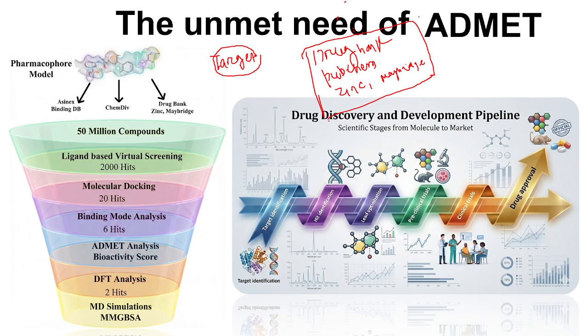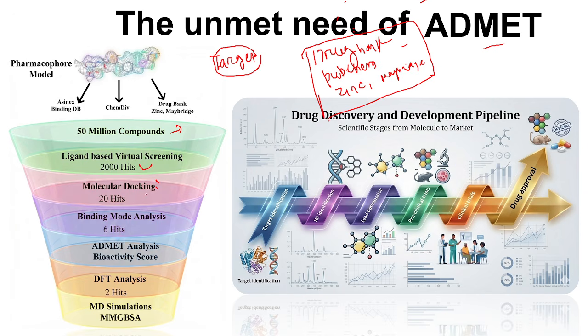So for our target molecule, we need some search engines to find out what possible drug candidates we can take. From these 50 million compounds present in these databases, we take 2000 hit molecules. That is ligand-based virtual screening. Using this process, we find 2000 hits, or sometimes it may be 100 hits, or 1000 hits.